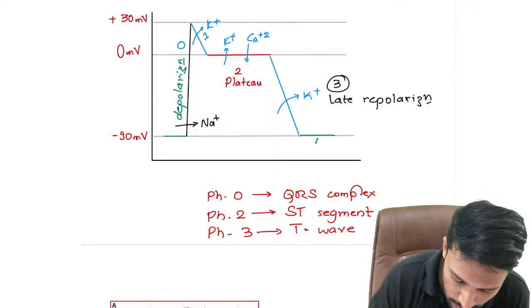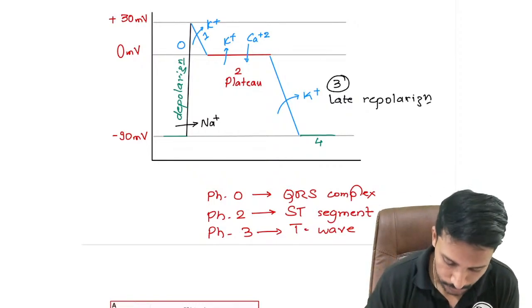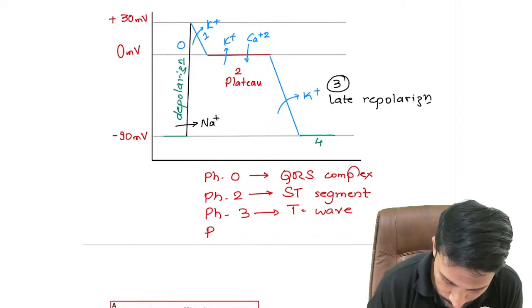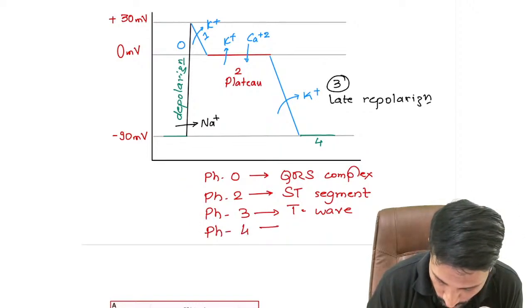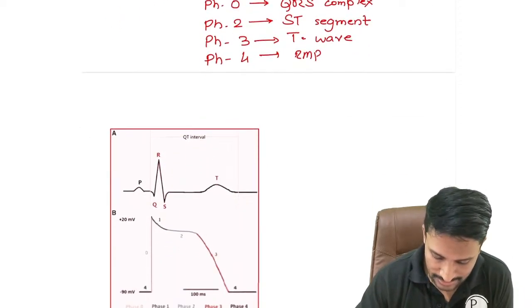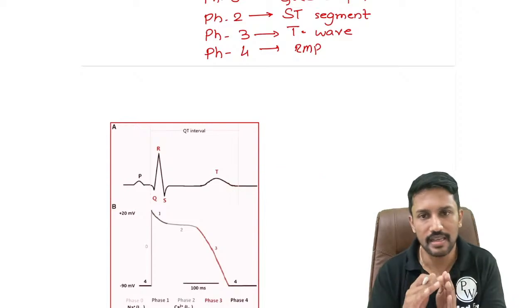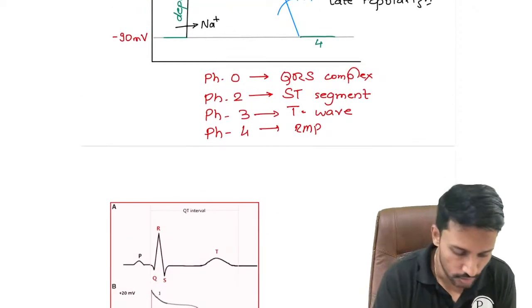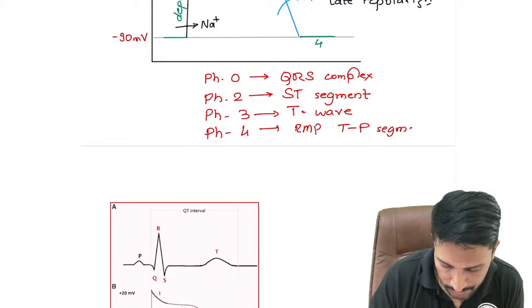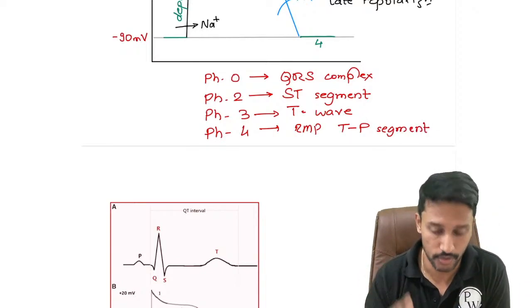So this we will call phase 4. Phase 4 is nothing but the resting membrane potential. So now I enter phase 4, the resting membrane potential, which on the ECG is going to reflect as the TP segment. TP segment, right? That is the isoelectric line between the T and P waves.